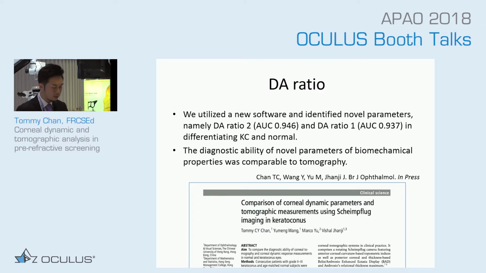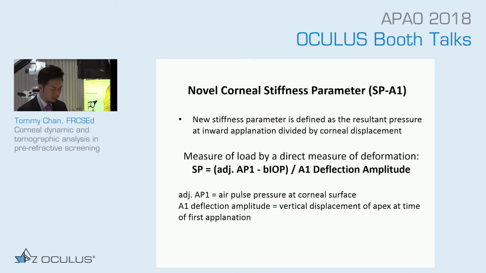And in a previous study, we utilized a newer beta version of the Corvis, and we found that the area under curve is much higher using a single value of DA ratio 2 and DA ratio 1, and this has been published in BJO. And later on, a study has published the use of the SPA1, which is a stiffness parameter.